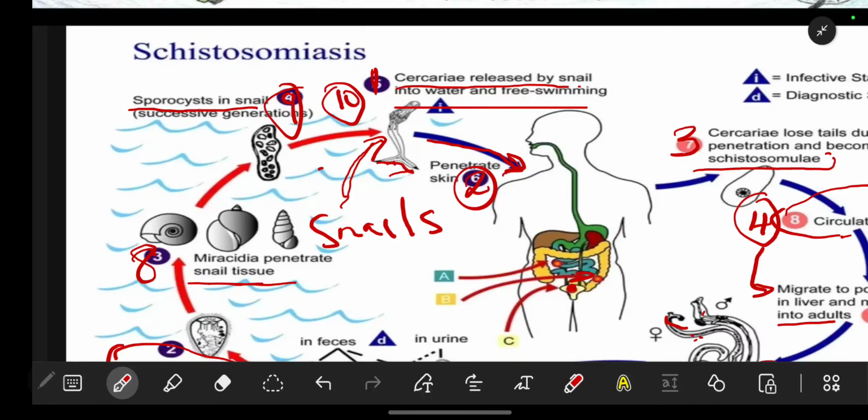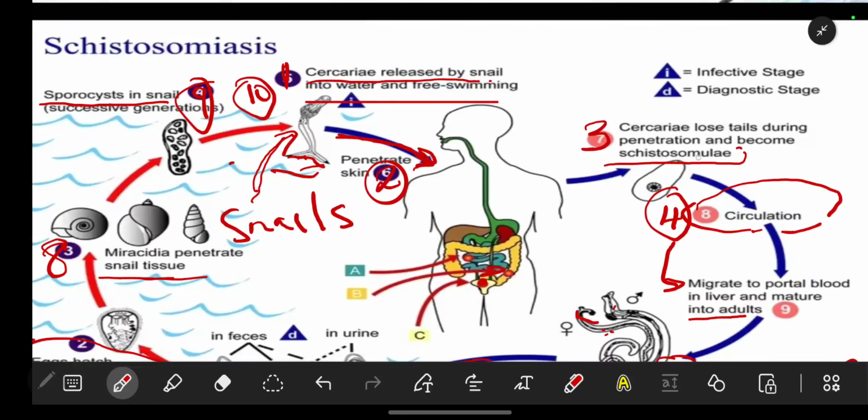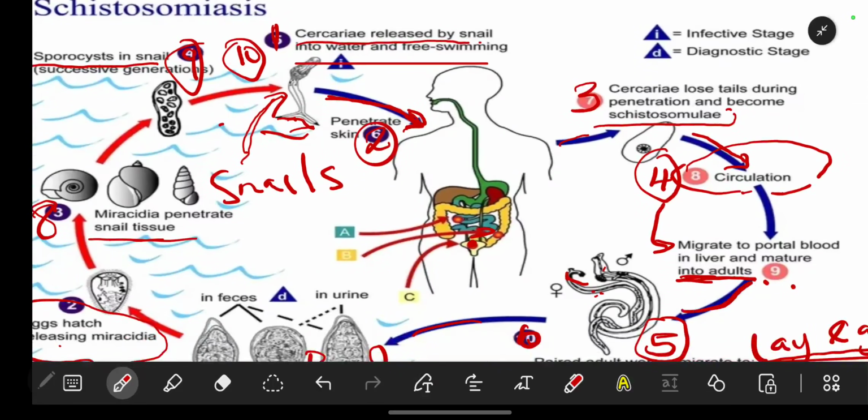So the snail releases Cercaria into the water. When it is released into the water, it penetrates the skin. When it penetrates the skin, it loses its tail. So it is now called Schistosomula. Then this Schistosomula will be able to move to the liver and mature into adults, which are the male and the female. The male and the female will now be able to migrate to the mesenteric veins, which is our rectum. They will be able to migrate to the rectum and the bladder.